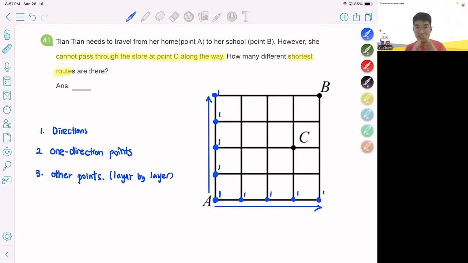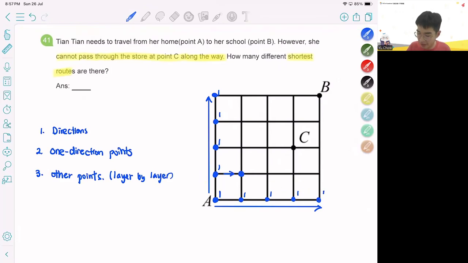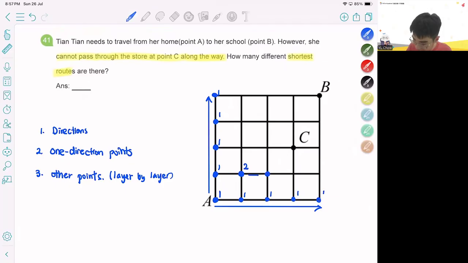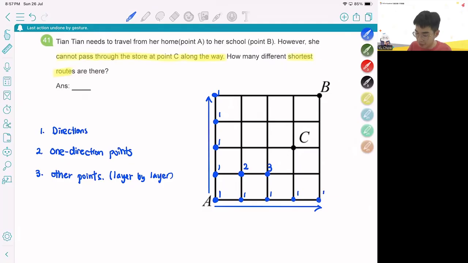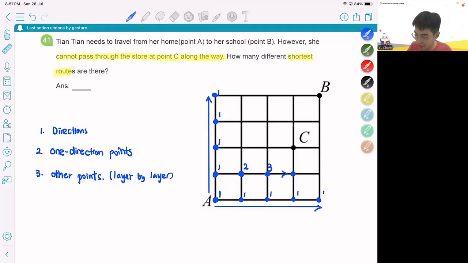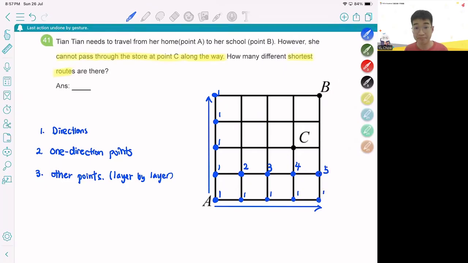Okay, so now that we're done, it's time to go through the other points layer by layer. Let's start from this level. To reach this point, I can come from here and from here. So in total, 1 plus 1, 2 ways. To reach here, I can come from here or from here, 2 plus 1, 3 ways. To come to this point, I can come from here or from here, 3 plus 1, 4 ways. To reach this point, come from here or from here, 4 plus 1, 5 ways.